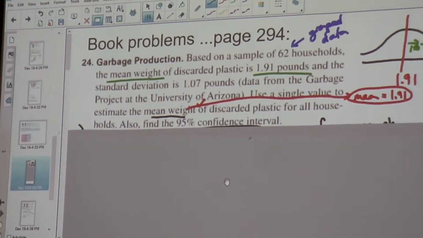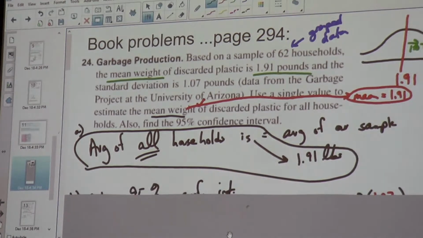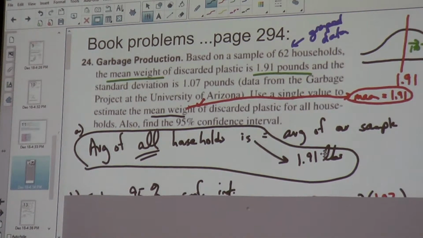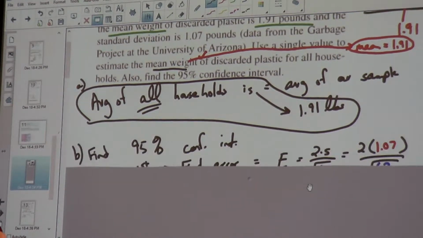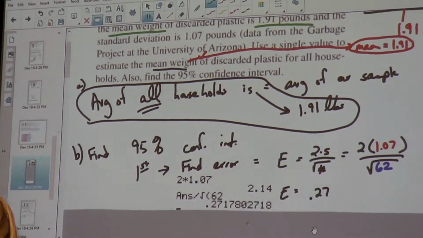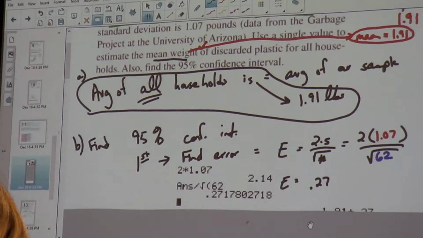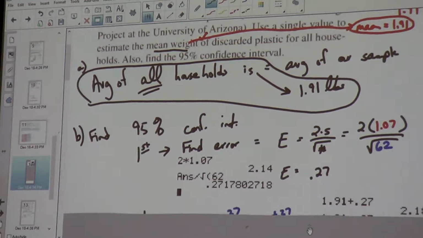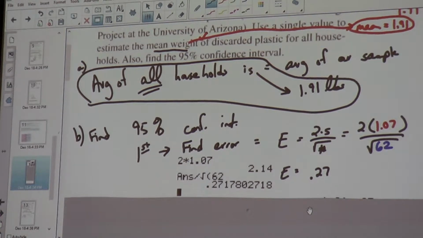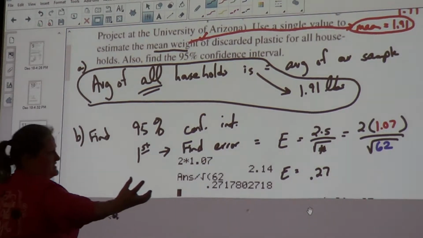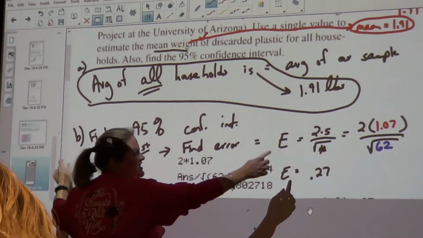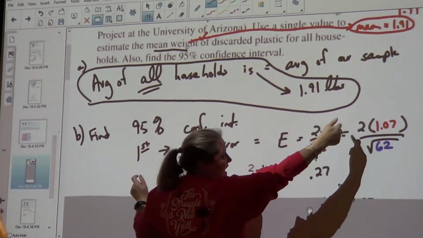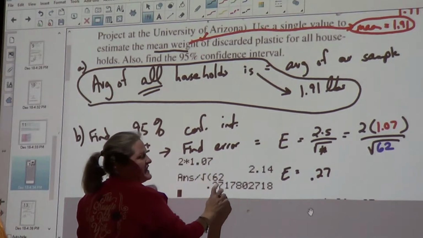So if I come down, the average of all households, that was the first answer, is 1.91 because it doesn't matter if it's individual or grouped. First thing we have to do, before we can get our confidence interval, we have to find our error. So 2 times standard deviation divided by the square root of the size of the group.